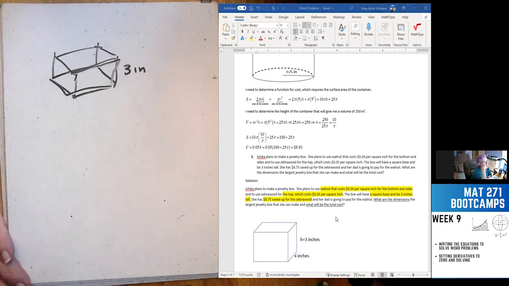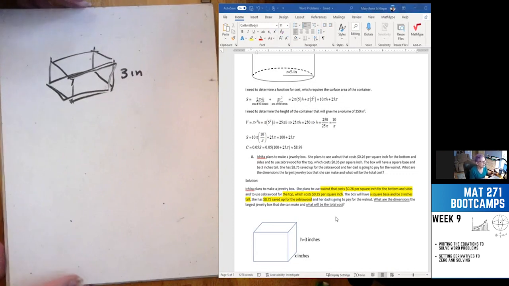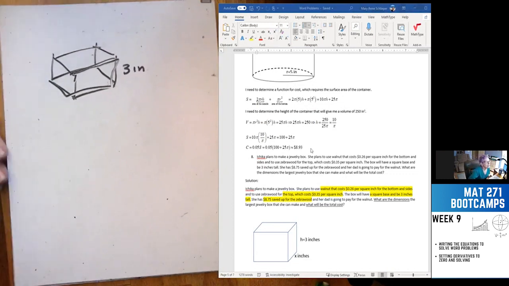And she has saved up $8.75 for the zebra wood because it's really pretty. My husband does woodwork. And her dad's going to pay for the walnut. What are the dimensions of the largest jewelry box she can make, and what will be the total cost? So this is kind of like a calculus problem, but no, you wouldn't have a definite number for either of them.